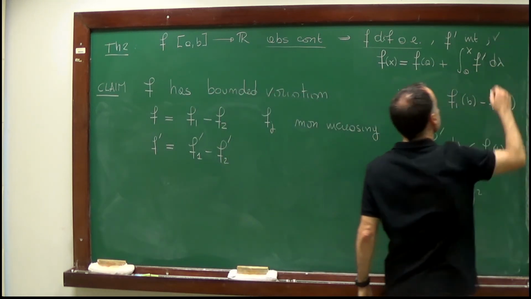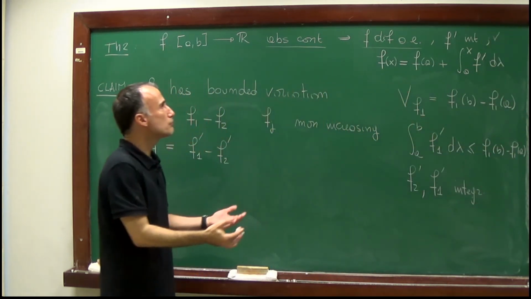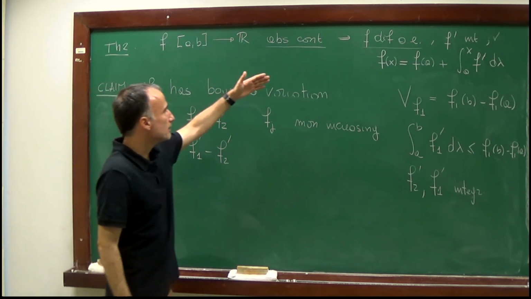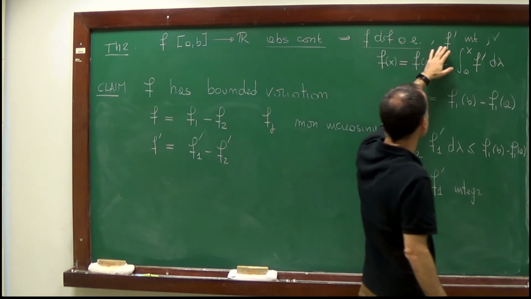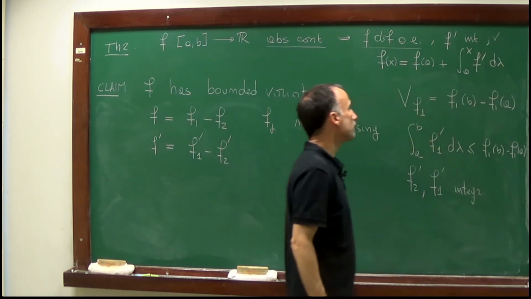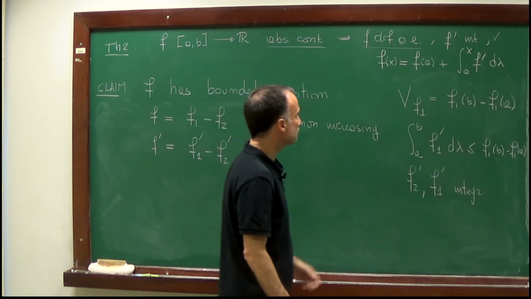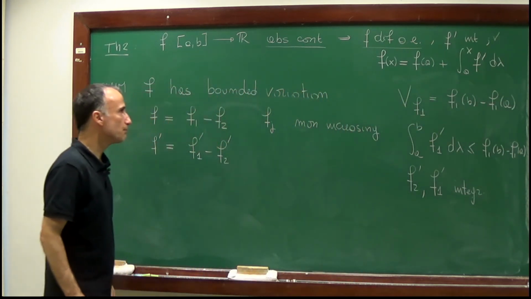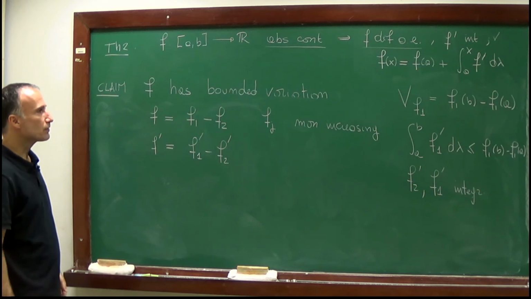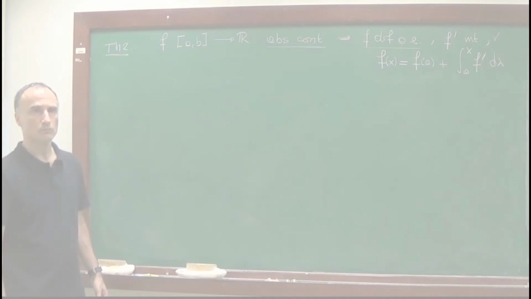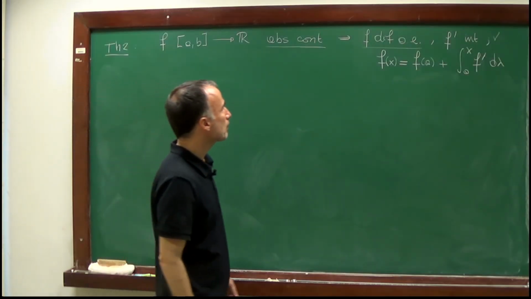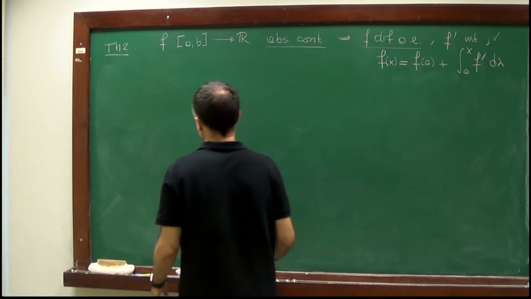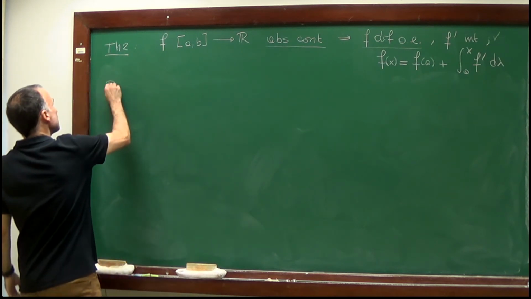So we have already proved the first two assertions, which means that we proved that the function is differentiable and that its derivative is an integrable function. Now it remains to show that this identity holds. And this is what I will prove now. So at this point, I want to prove this identity. So let's prove that.